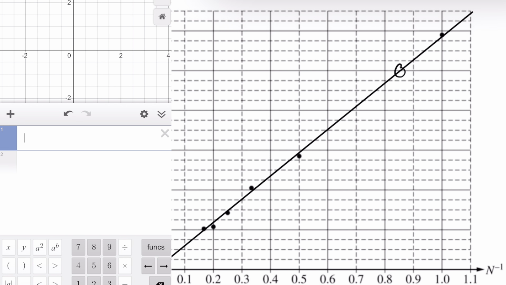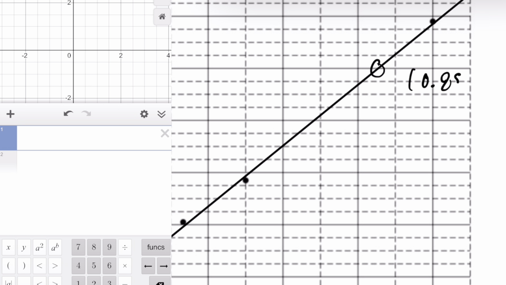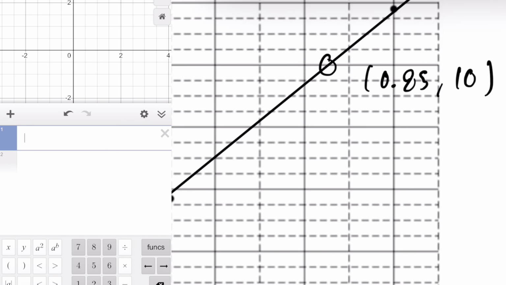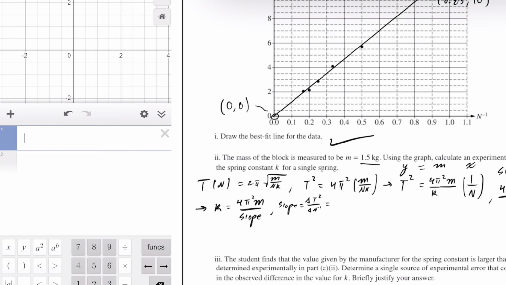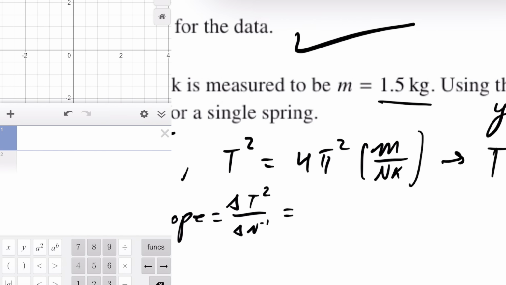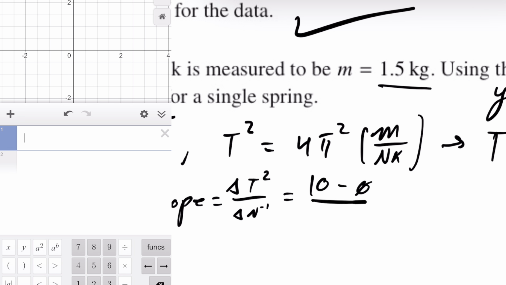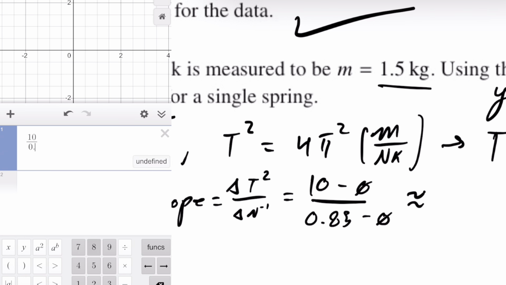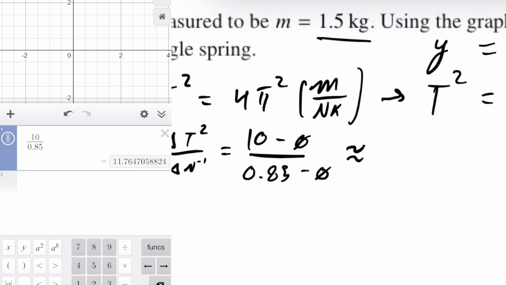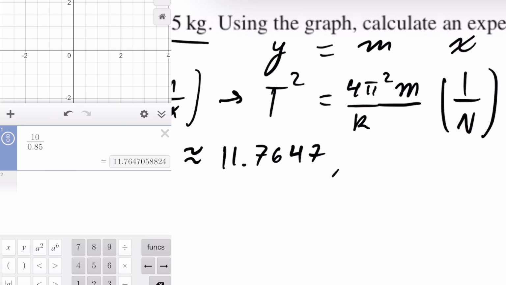And so what's on the x? What's in between 0.8 and 0.9? 0.85, yeah. 0.85, comma, and what was that number? 10, comma 10. These are scaled correctly, right? Seconds? No, okay. So we're going to say 10 minus 0 for the change in t squared, over 0.85 minus 0. And now we're going to use Desmos, which is roughly equal to 11.7647.